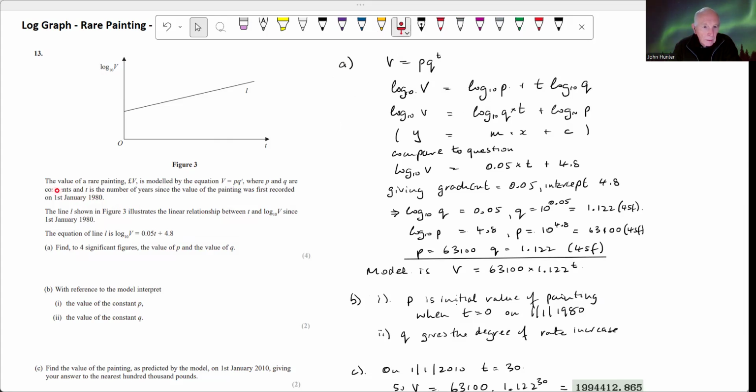The value of a rare painting V is modeled by the equation V equals PQ to the power of T, where P and Q are constants. T is the number of years since the value of the painting was first recorded on the 1st of January 1980. And the line L illustrates the linear relationship between T and log V, log base 10 of V, since the 1st of January 1980. And the equation is this, and we've got to find the value of the constants in this exponential.